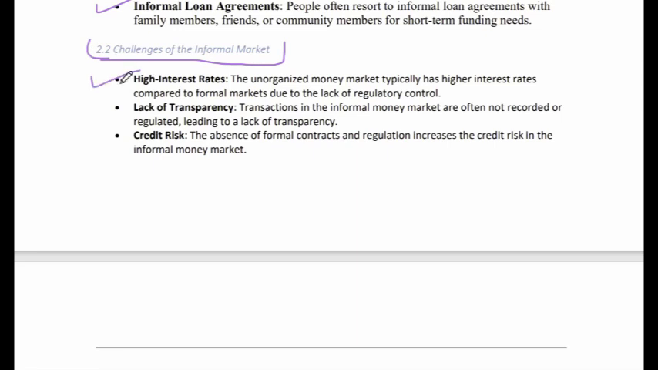Very high interest rate, lack of transparency, credit risk. The unorganized money market typically has higher interest rates compared to formal markets due to the lack of regulatory control. The transactions in the informal money market are often not recorded or regulated, leading to a lack of transparency. This in turn creates a high credit risk. The absence of any formal contract or regulation increases credit risk in the informal money market.